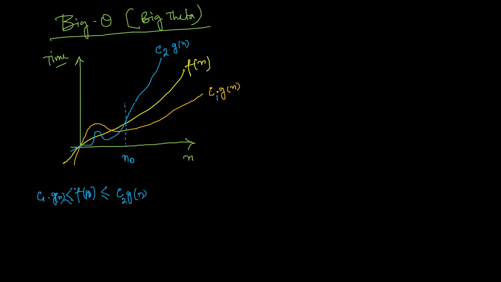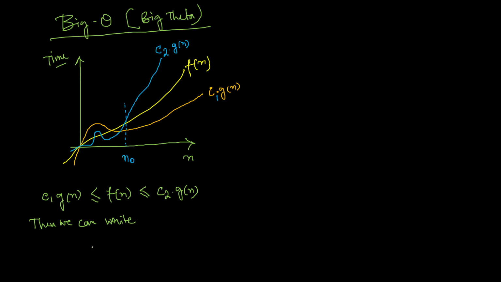Right? I'm sorry, the writing did not come out properly. C1 g(n) less than or equal to f(n) less than or equal to C2 g(n). If you are able to write this, then we can write f(n) is equal to big theta of g(n).